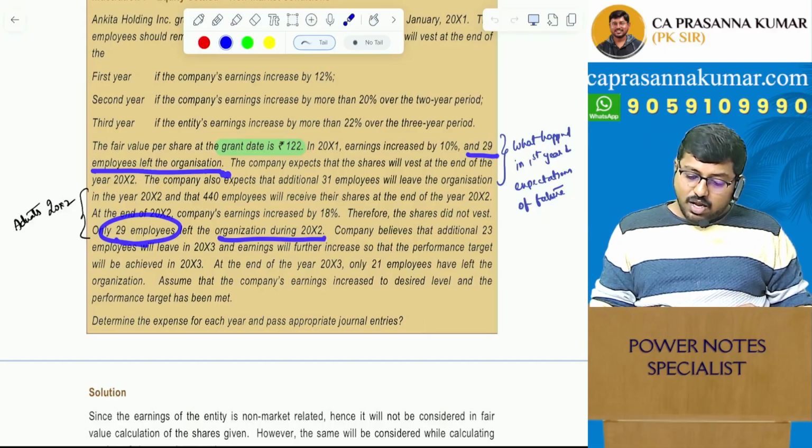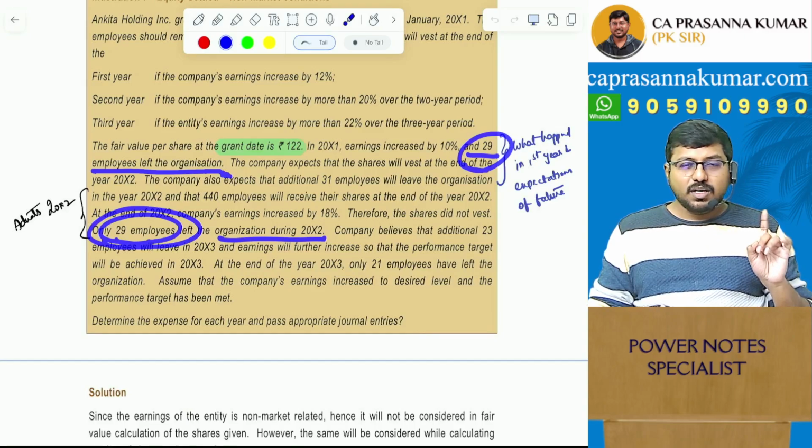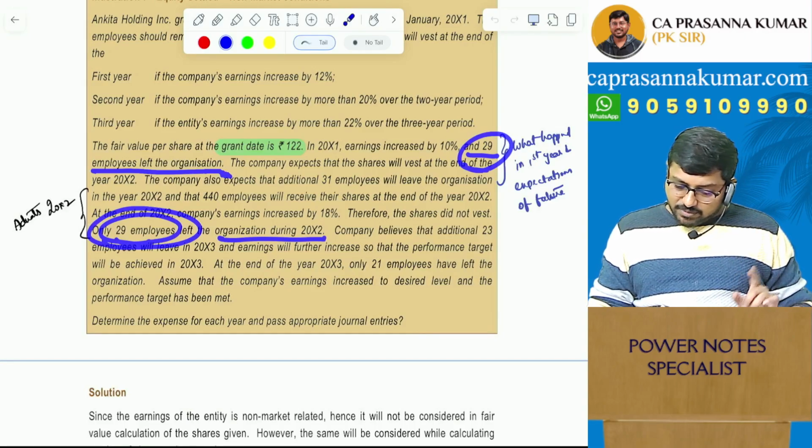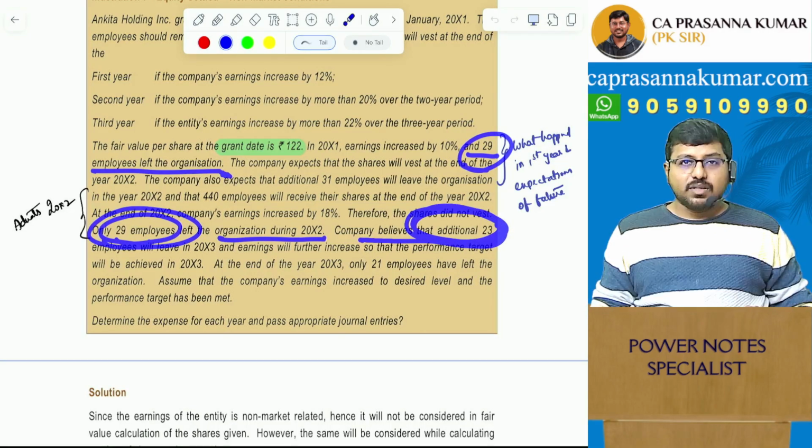Now the question is, how many employees left in year 1? 29. How many employees left in year 2? 29. Clear? So 29, 29, 58. How many employees are you expecting will leave in year 3? Additional 23. You understand the point?